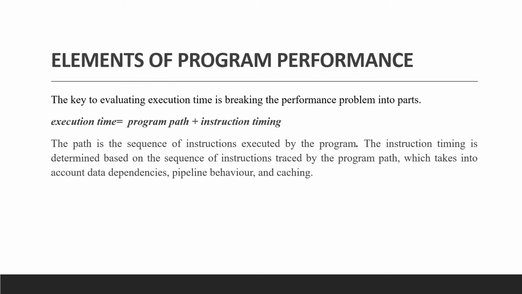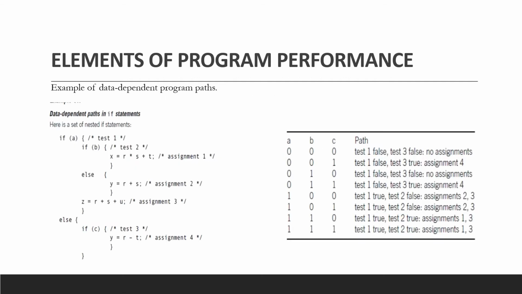The next topic is elements of program performance. The key to evaluating the execution time is breaking the performance problem into parts. In order to find the execution time, we can measure the program path as well as the instruction timing. Combining these two, we can measure the execution time. The path is the sequence of instructions executed by the program. The instruction timing is determined based on the sequence of instructions traced by the program path, which takes into account data dependencies, pipeline behavior, and cache.